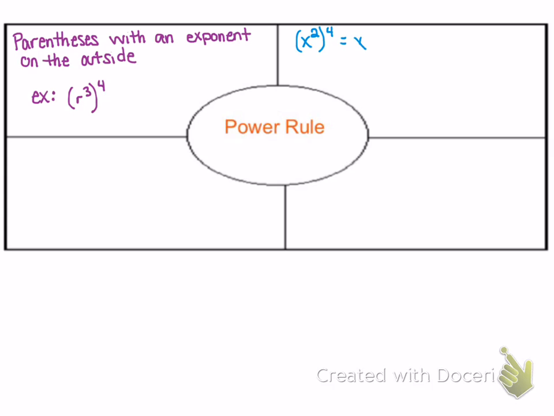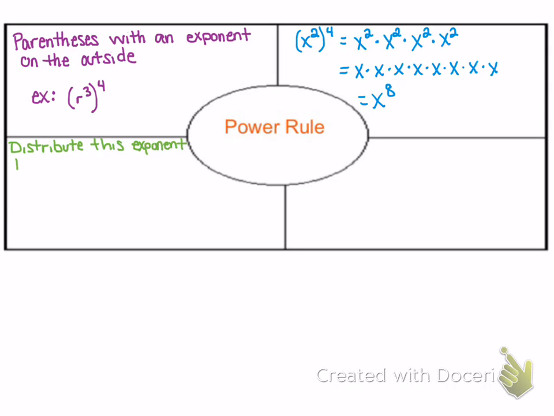When you take a look at x squared to the fourth power, it's the same thing as saying x squared times x squared times x squared times x squared. But when you expand all of those x squareds out, you end up with 8 x's, or x to the 8th power. When you have an exponent problem like this, you're going to want to make sure to distribute this exponent to every base in the parentheses. What this simplifies to is multiplying the exponents.